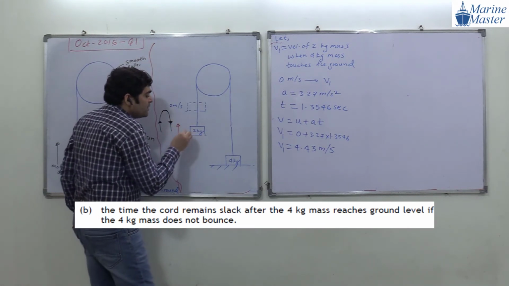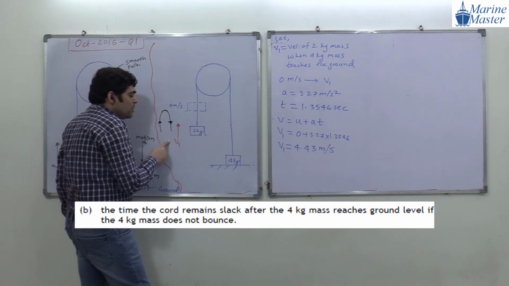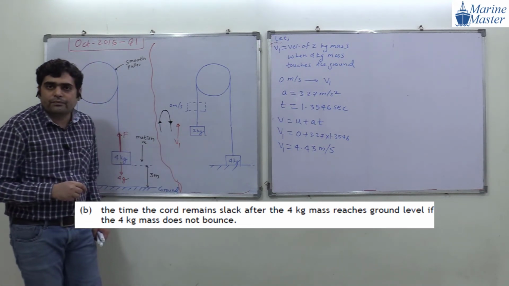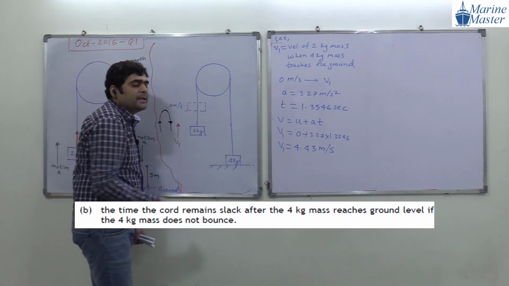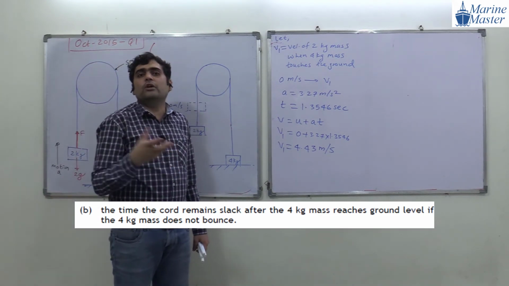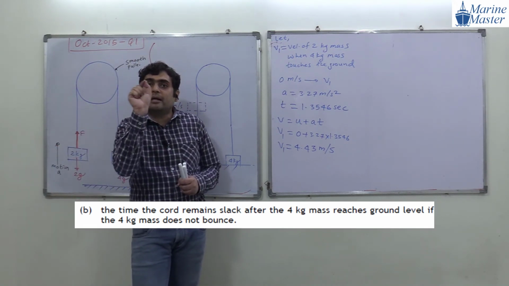When this 2 kg mass achieves the velocity v1, what will happen? The tension in the cord will become 0, and tension in the cord becoming 0 means the cord will become slack.